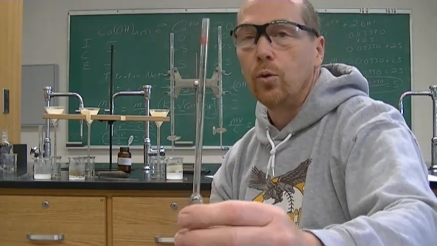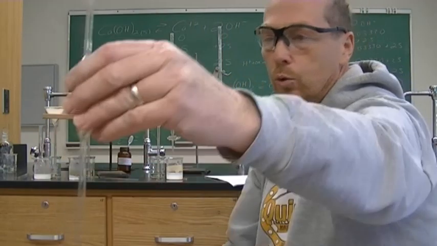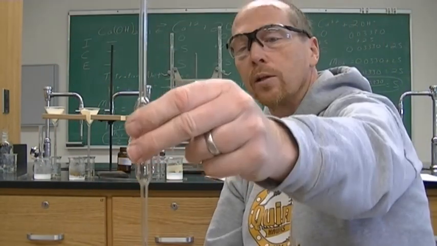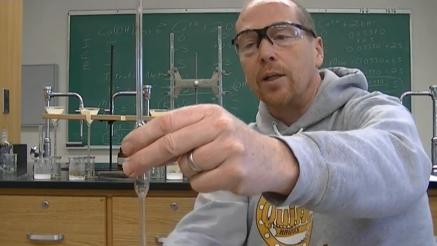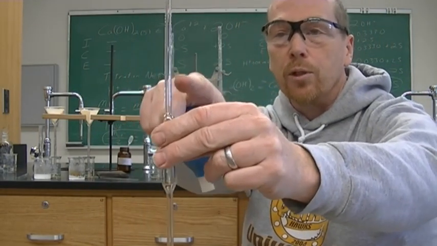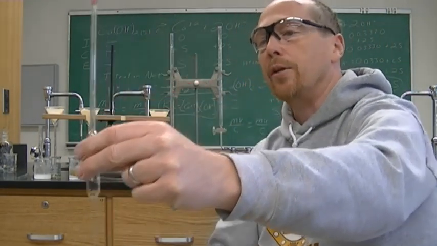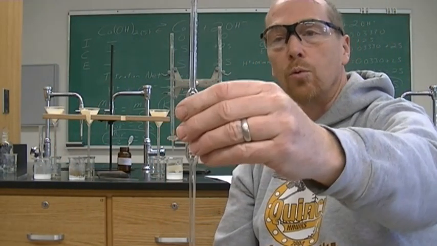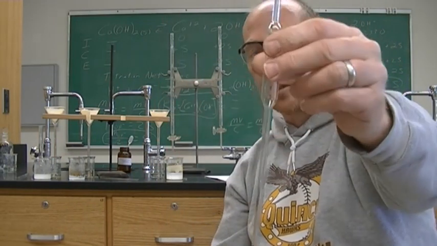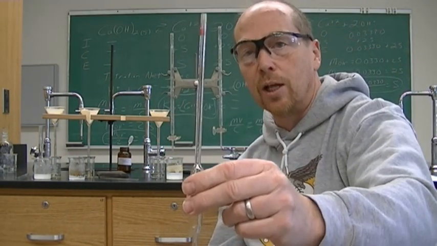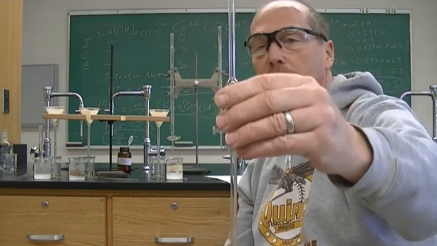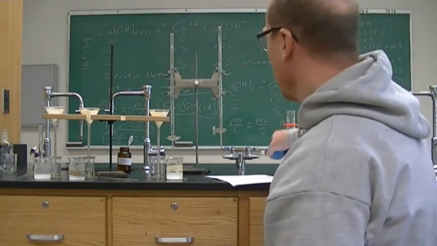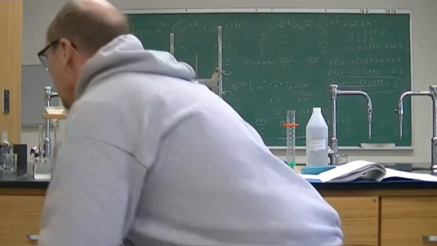All right, so when you deliver, you will see that I am not going to push out the solution. The solution delivers exactly 10 mils. So I put the meniscus right at this mark, and then I go over to my flask for the titration, and it will deliver exactly 10 milliliters. This is an expensive piece of glassware. It will deliver exactly 10 milliliters of that solution. All right, so let's get my flask.